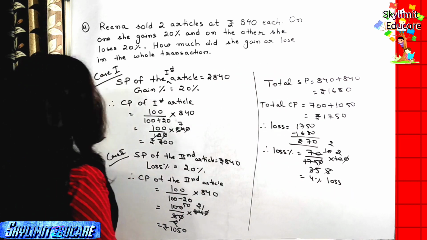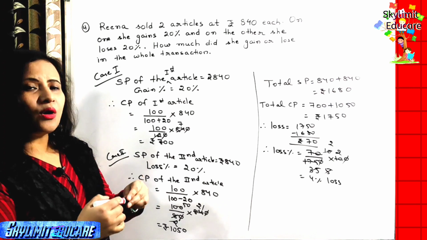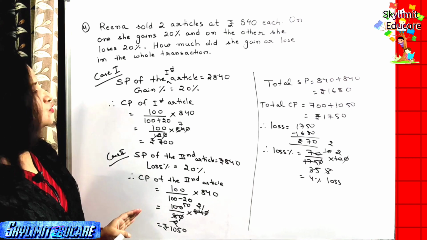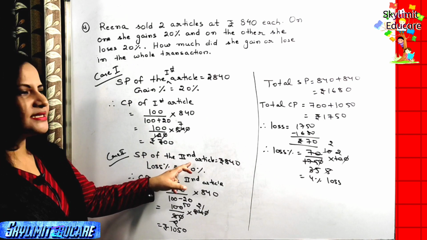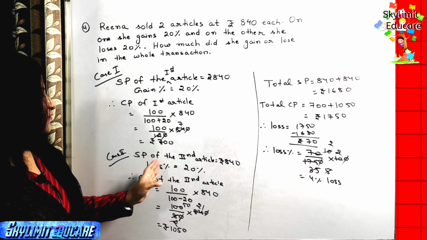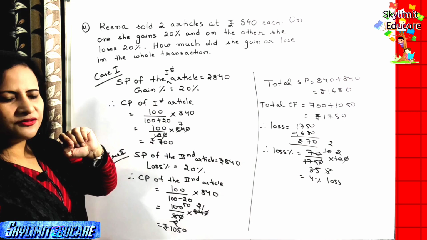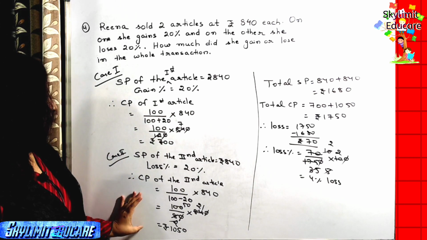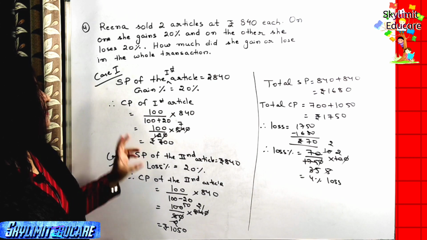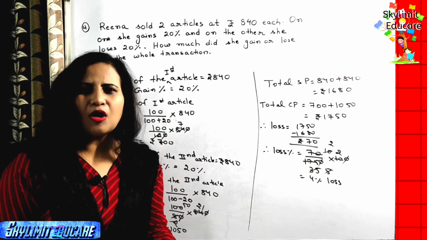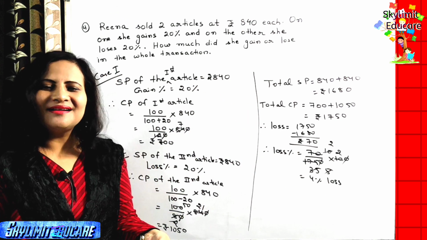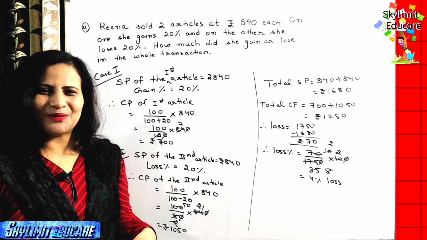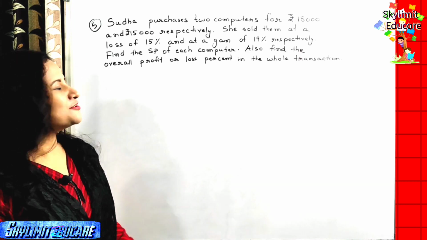So that means in the whole transaction, how are you going to solve these type of questions, students? You can divide the question into two halves, case 1, case 2. Since the SP is same for both the cases, we can write SP of the first article, SP of the second article. Gain percentage is received for the first article, she received a loss percent for the second article. So likewise find the CP in the first case, CP in the second case. Add both the CPs, add both the SPs, and then compare which one is greater. That will decide whether it's a loss or a profit, and you can easily find out the loss or the profit percent also.